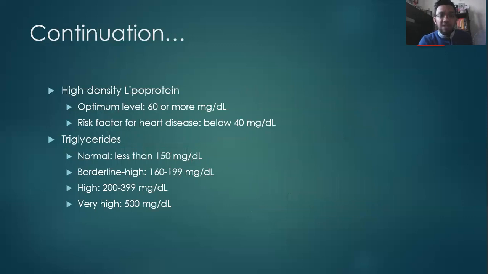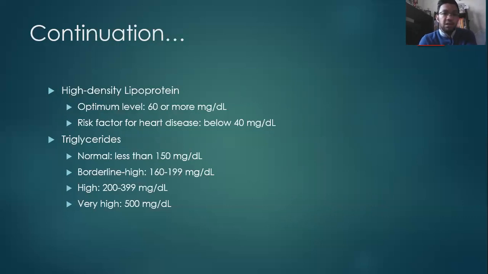For high density lipoprotein, the good cholesterol, the optimum level should be 60 or more milligrams per deciliter. And if you have a high density lipoprotein of below 40 milligrams per deciliter, that means you are at risk for the development of a heart disease, for CAD. So it shouldn't be below 40.